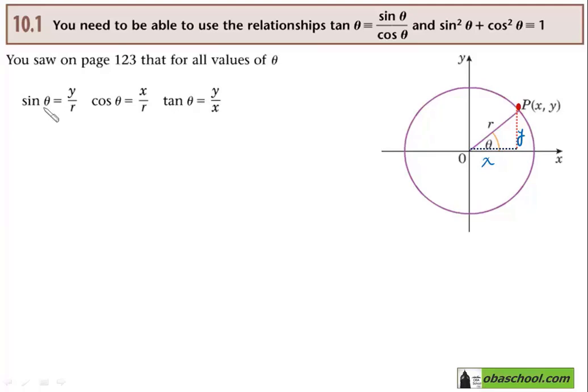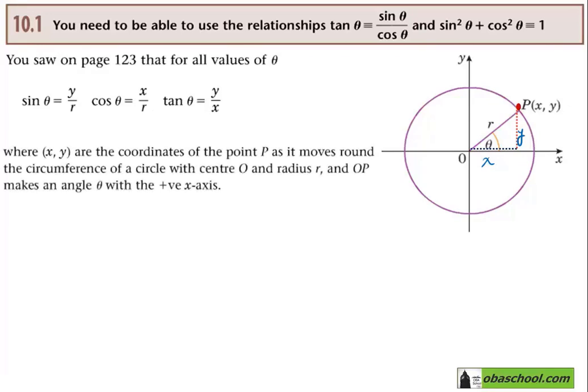So if we have a right triangle and an acute angle theta, where x and y are the coordinates of the point P as it moves around the circumference of a circle with center O and radius r. As we said, the coordinates for point P are x and y. And OP makes an angle theta with the positive x-axis.